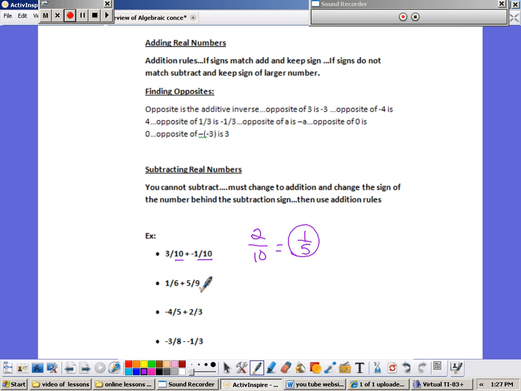Common denominator, 6 and 9. Not common. Common denominator, 6 and 9, is 18. 6 goes into 18 3 times, so I had to multiply its numerator by 3. 9 goes into 18 2 times, so I have to multiply the top by 2, so 5 times 2 is 10. Add. The signs match, so I add and keep the sign, 13/18.